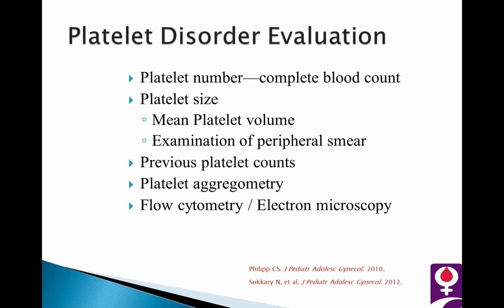In terms of platelet disorder evaluation, there are some things that we think about. We definitely want to know about the platelet number, which we can get very easily from our complete blood count, the platelet size, which includes an examination of the platelets under the microscope, and the platelet volume. We want to look at prior platelet counts if available, and if there's a concern, we want to work with our colleagues in hematology to coordinate testing for platelet aggregometry or flow cytometry or electron microscopy.